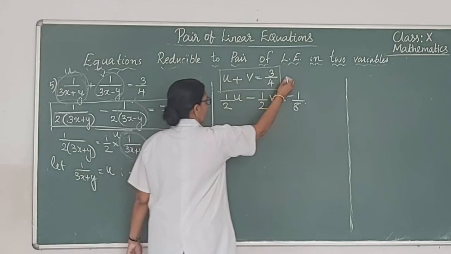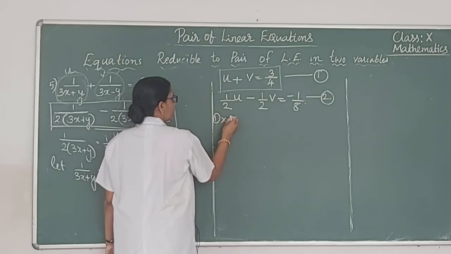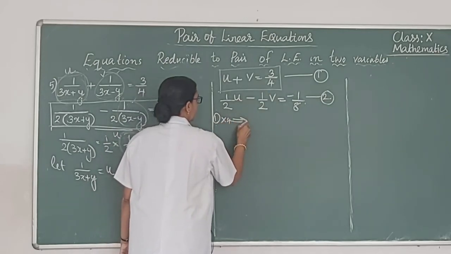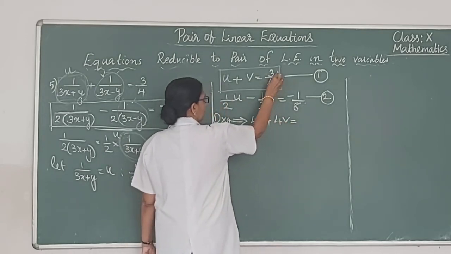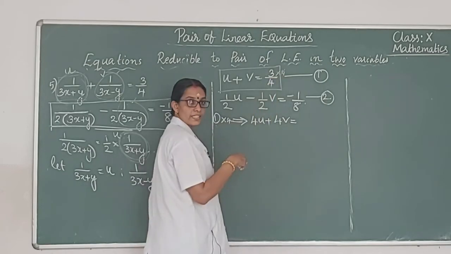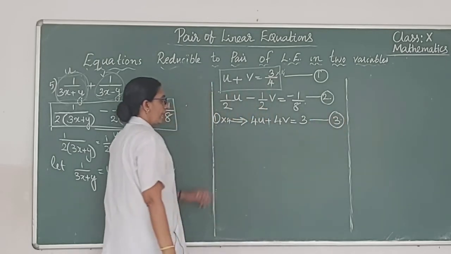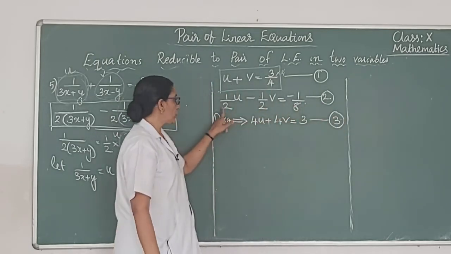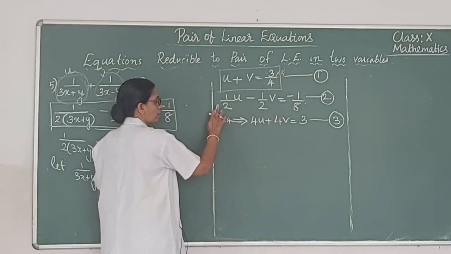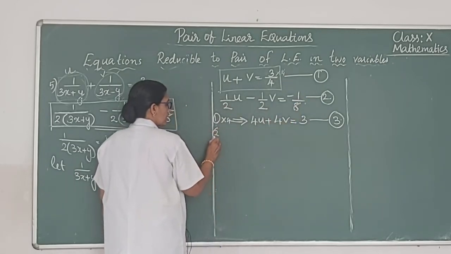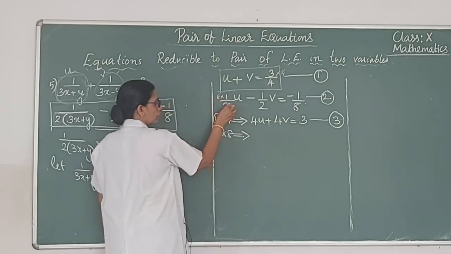So this equation can be taken as equation 1, this equation 2. Equation 1 multiplied by 4. What are we getting? 4u plus 4v equal to, if you are multiplying here by 4, what will we get? 4 cancels, 3. Equation 3. And here what we have to multiply? 2, 2 and 8. What is the LCM? 8, isn't it? So we have to multiply every term by 8. So equation 2 into 8 gives, here 8 into 1 by 2, 4.